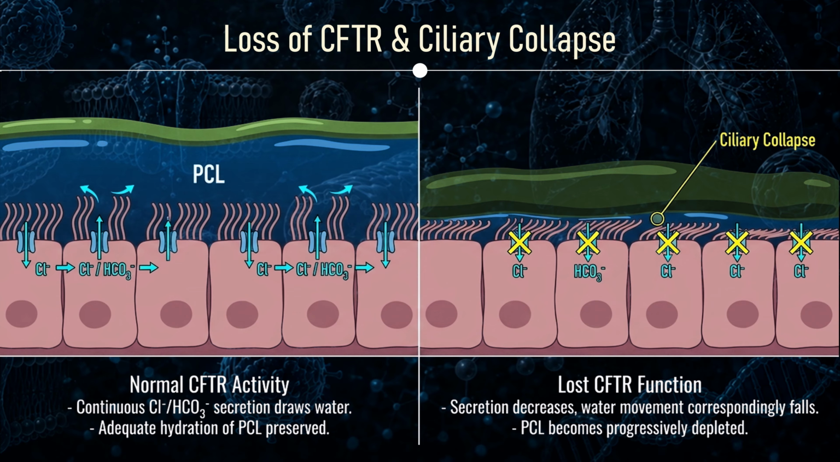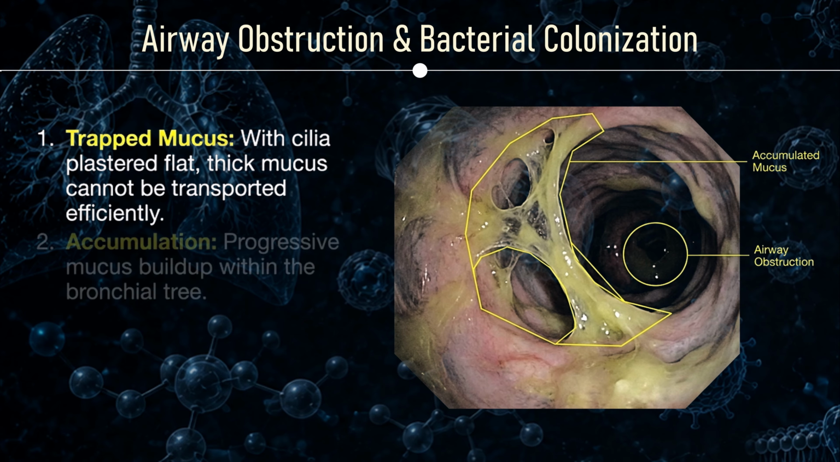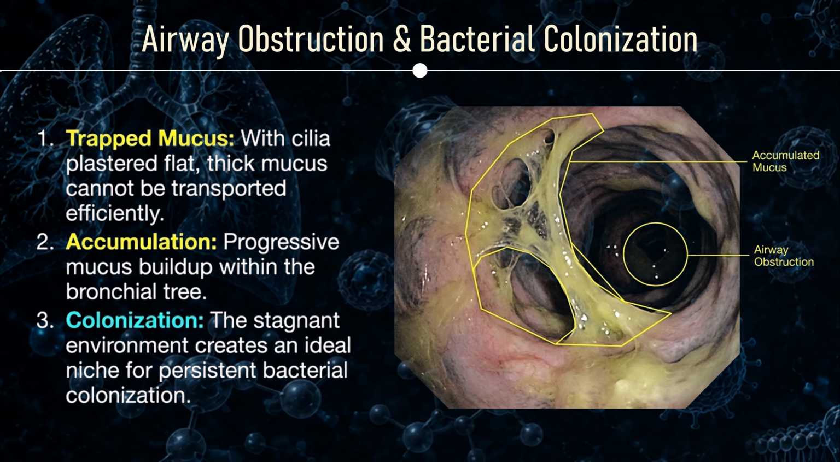With the cilia effectively plastered against the airway surface, thick mucus can no longer be transported efficiently toward the upper airway. Instead, mucus accumulates within the bronchial tree, progressively obstructing airways and creating an ideal environment for persistent bacterial colonization.